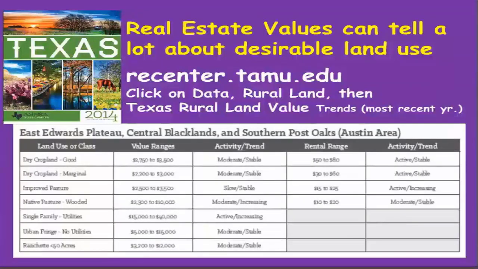One of those being the Texas A&M Real Estate Center. Every year it puts out a summary of real estate values clustered by regions and clustered by counties that tells you what the range of real estate prices are for different types of ag land. And what's also valuable is it gives you a rental rate range so that you can see what the cash rental rate for different types and categories of land is as well.